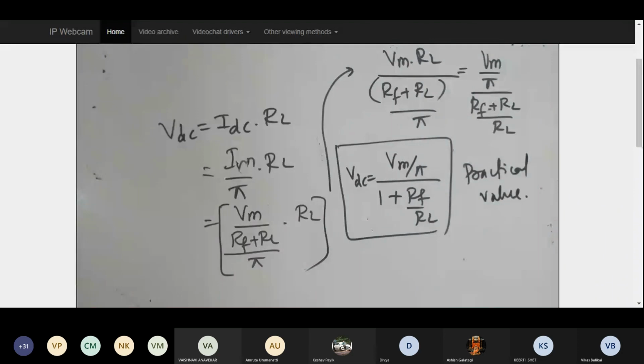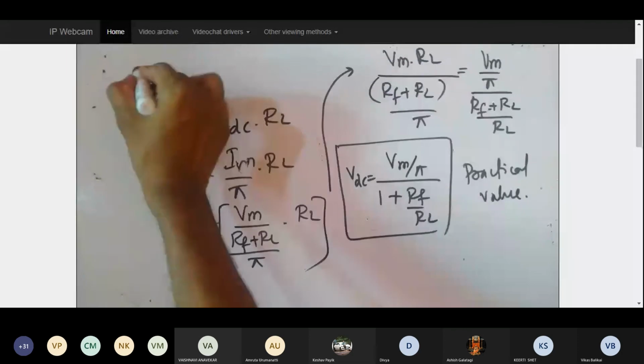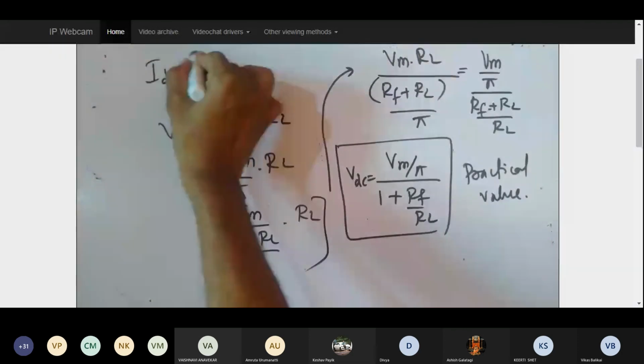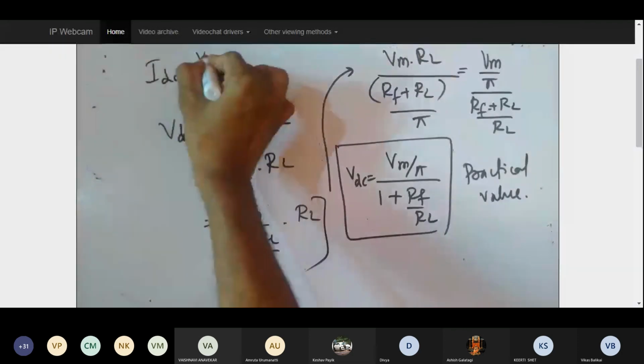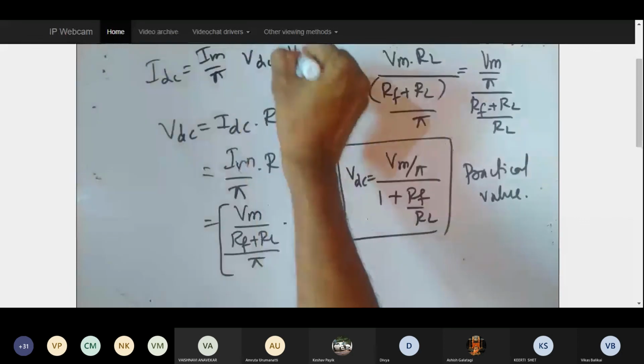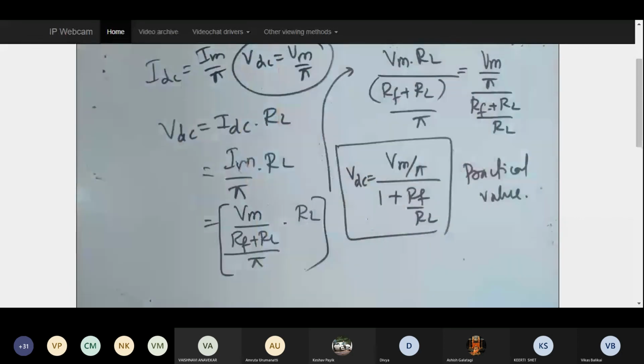Try to remember this. When I calculated VDC, I got IDC as IM by pi, and VDC was VM by pi. So VM by pi and IM by pi are my practical scenario values. Now, can I convert this practical value into the ideal value?